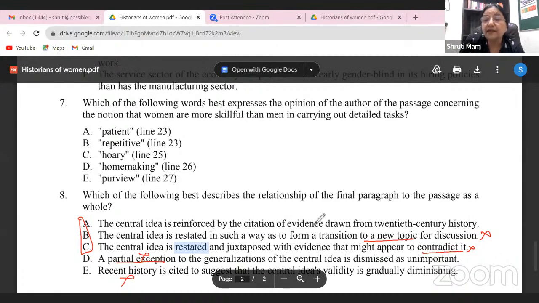It is reinforced by the citation of evidence drawn from 20th century history. See how well we work with it. The answer to the 8th is A. The answer to the 8th is A. All of you, I hope, are convinced with what I'm doing and how I am going with it. Yes, I hope it's okay.